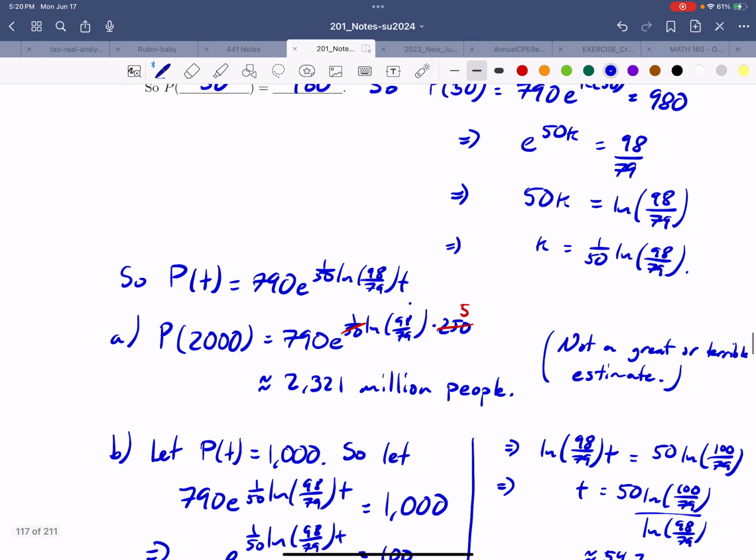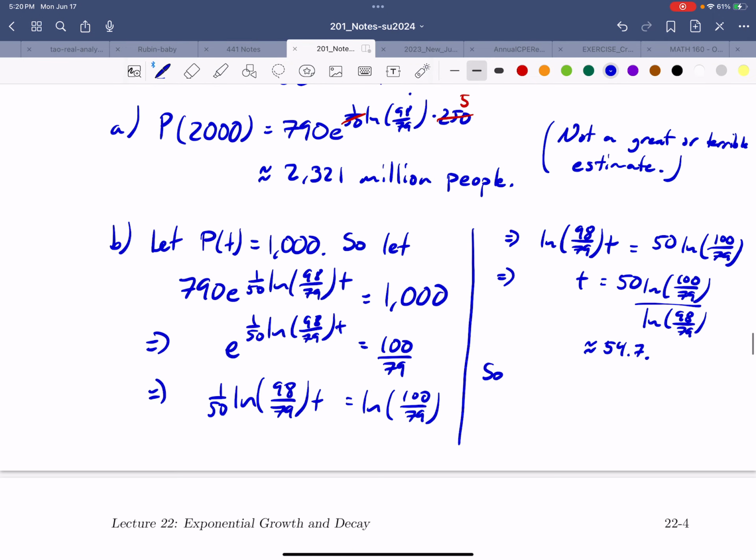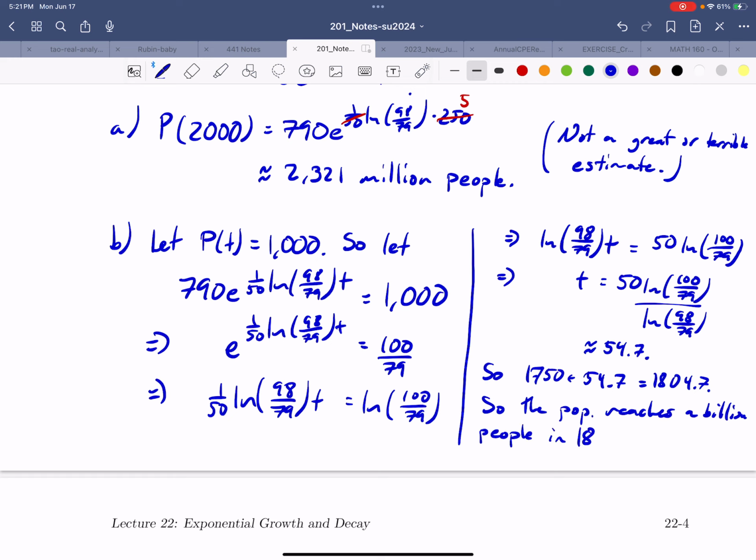So t equals 54.7, plus 1750, equals 1,804.7. So the population reaches 1 billion people in 1805.